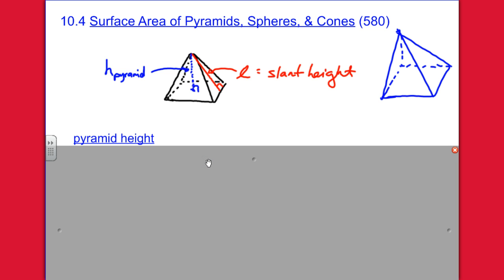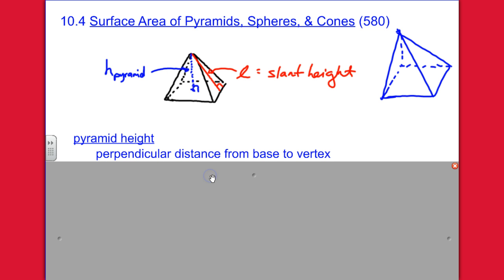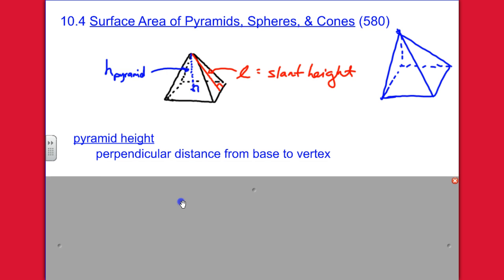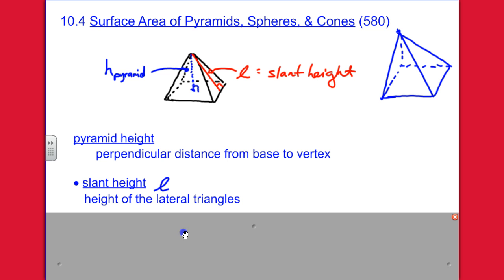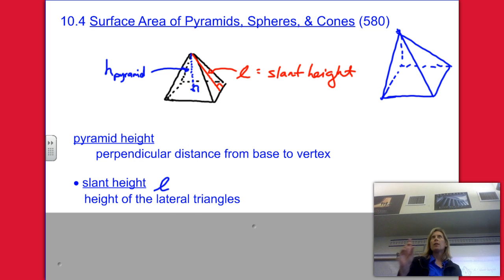So let's make a note of it. Pyramid height must be perpendicular distance from base to vertex. And slant height is perpendicular height of the lateral triangles. So we're going to find the surface area of a pyramid today.